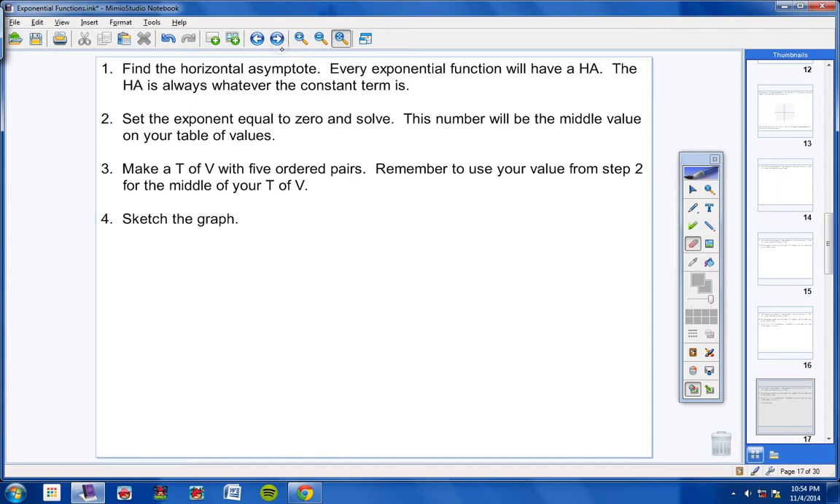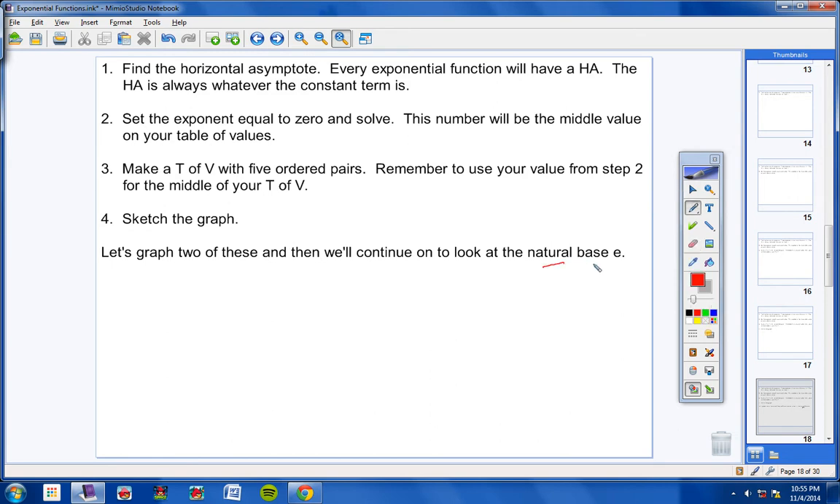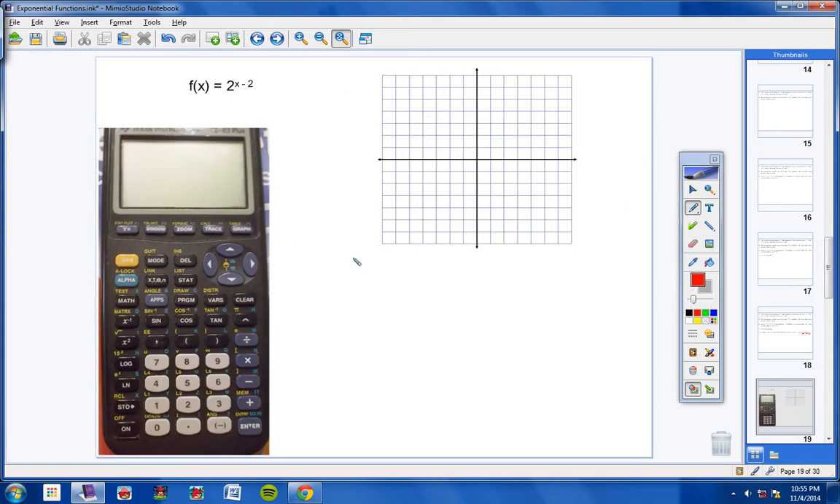Okay, step 4 is sketch the graph. Sketch the graph, okay? So not too difficult, guys. Actually, these are really simple to graph if you'll follow these 4 steps. Okay, so here we go. Let's go ahead and try to graph 2 of these. And then we're going to continue on to look at a topic called the natural base e, okay? So here we go. Now go ahead and copy this in your notes, students, if you would.